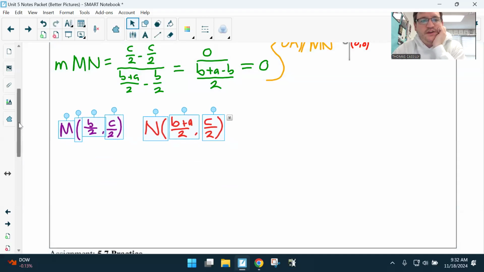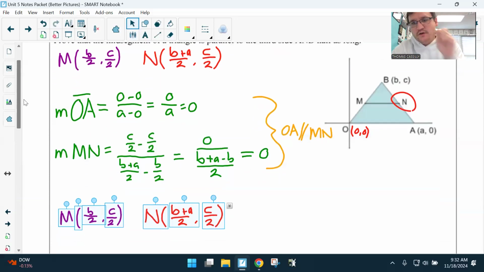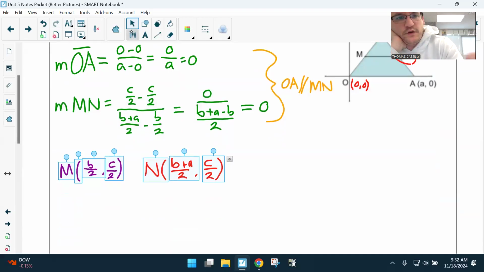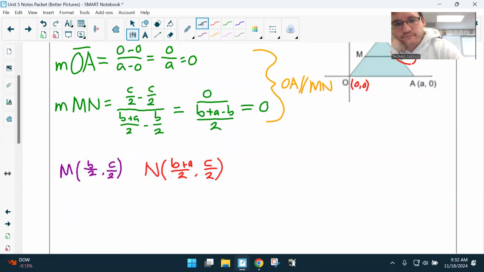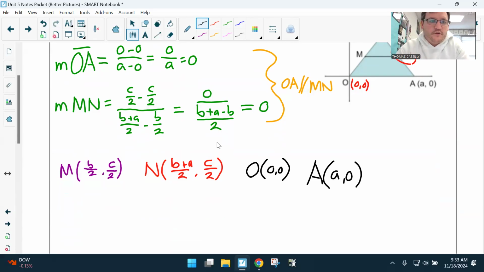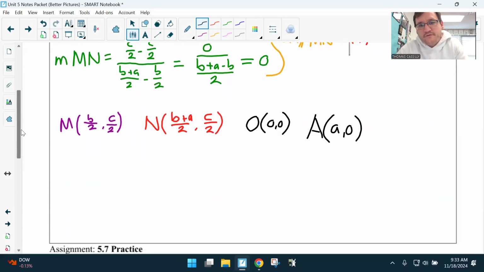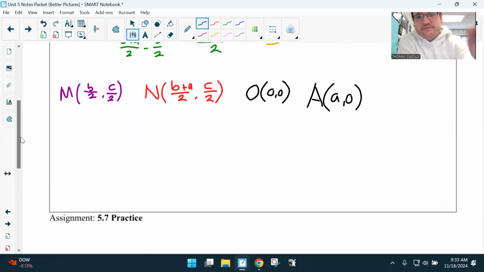So there's points M and N, and I need O and A. Point O is at (0, 0). And I need point A. That is at (a, 0). All right, so I have to show that MN is half as long as OA, and to do that, I have to use the distance formula. So I'm going to start with OA.